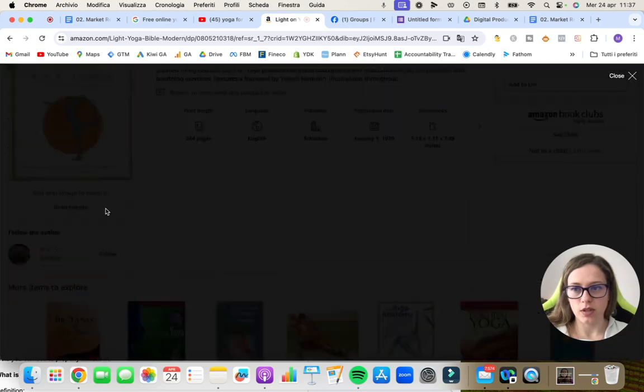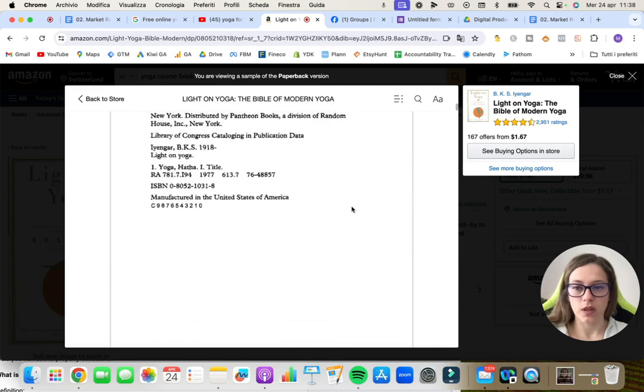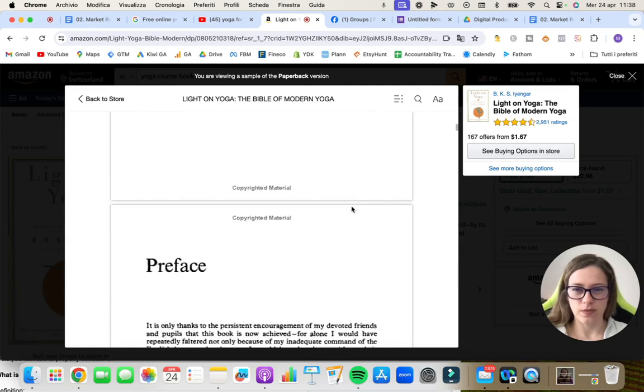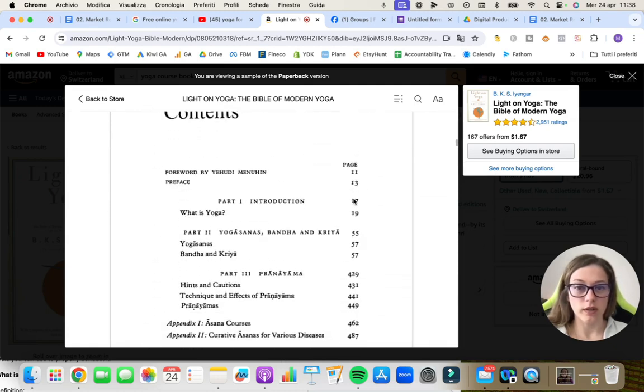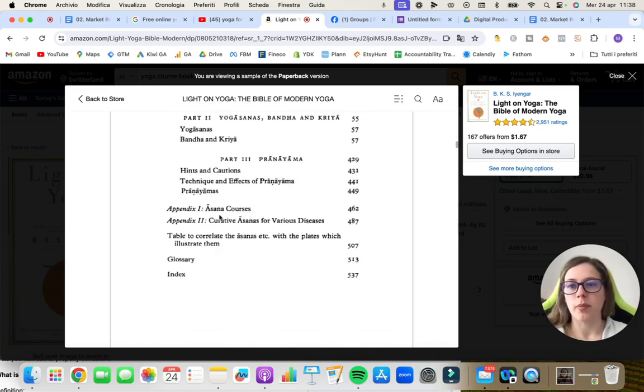first of all, the chapters. Let's see if we find them. Light on Yoga. And we scroll down and let's see. Preface, contents. Here you go. So you take note of the chapters that are summarized in the book, and this really gives you a line or a streamline to follow if you want to create your own ebook, for example. Okay, so what is included, what is in the appendix, what are the topics that other books are also selling.